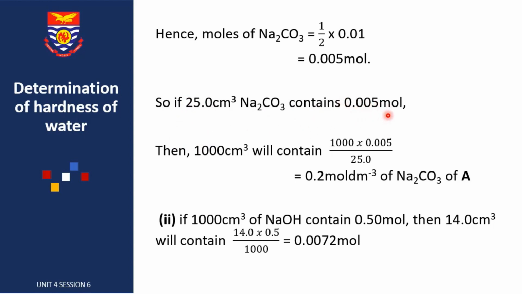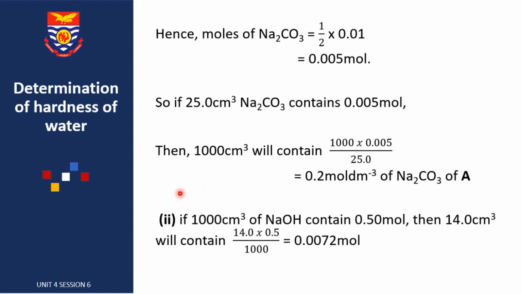We are going to get 1000 times 0.005 over 25. That gives us 0.2 moles per dm cube of sodium carbonate of A. So with A, the concentration is 0.2 mole per decimeter cube. But since that's a pure solution, we expect the whole of that solution to be 0.2 moles per cubic decimeters.